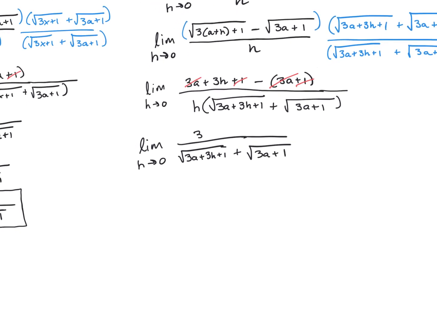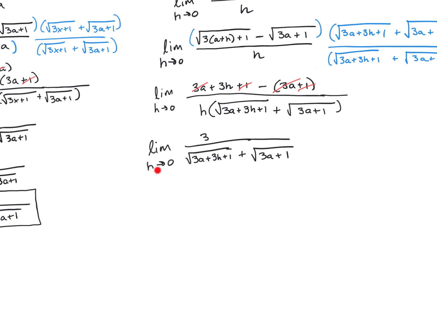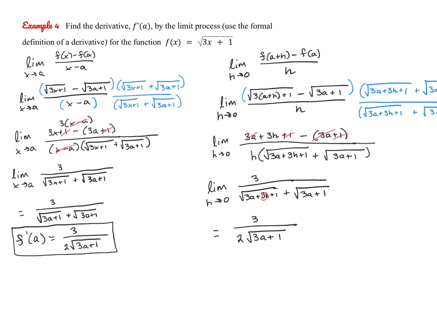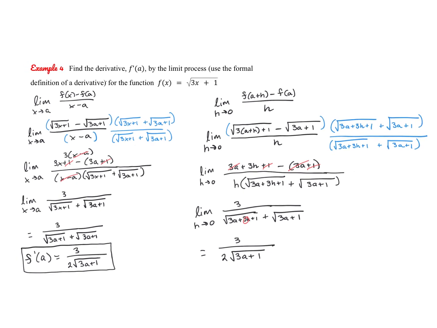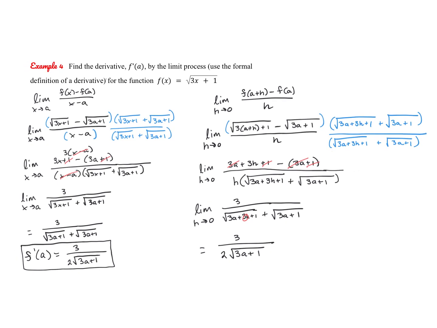And then from here, we can just do direct substitution. We'll replace all of our h's with 0. So essentially, this just becomes 0. And we end up with 3 over 2 times the square root of 3a plus 1. So it's the exact same answer that we got with our other form. But again, it's really important that we can work with both forms and that we understand how to interpret and use both forms. So this is our derivative of this function.